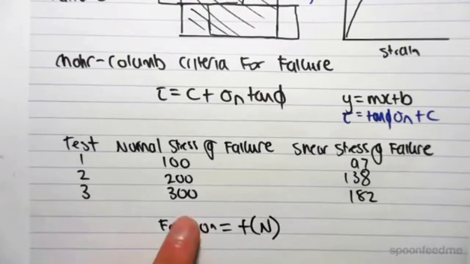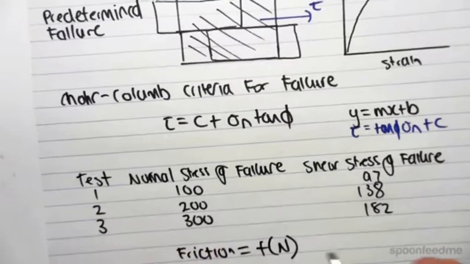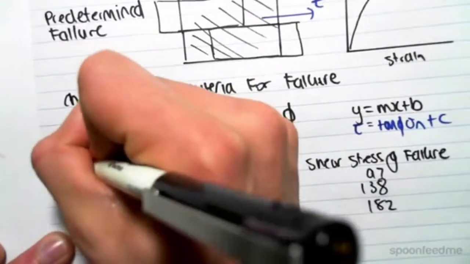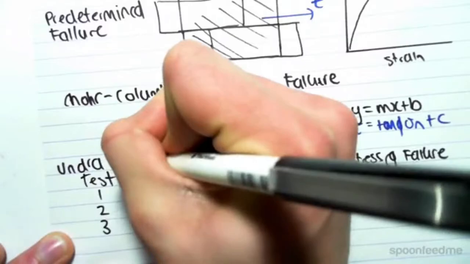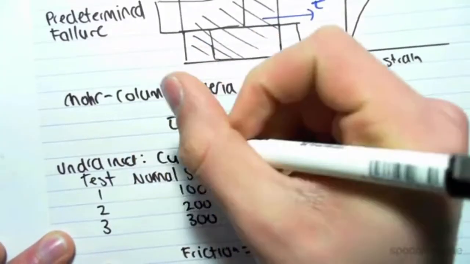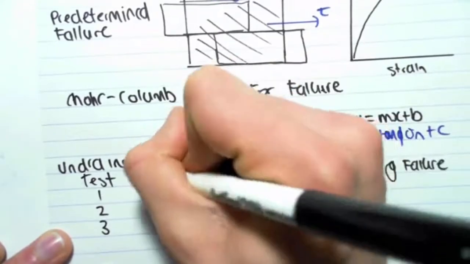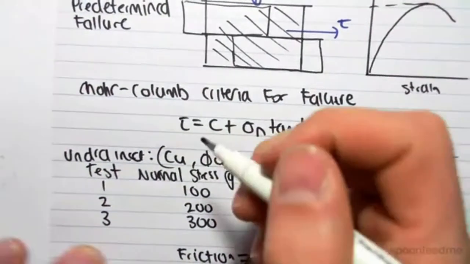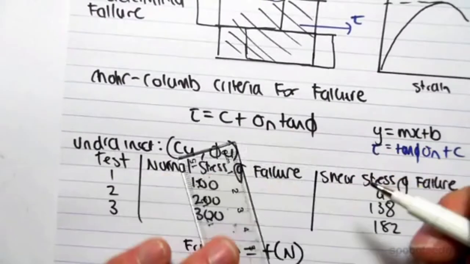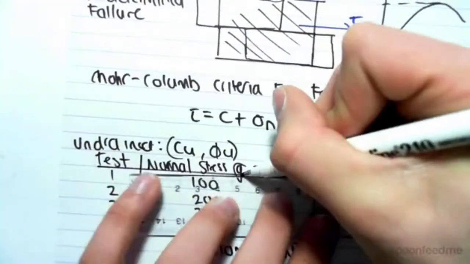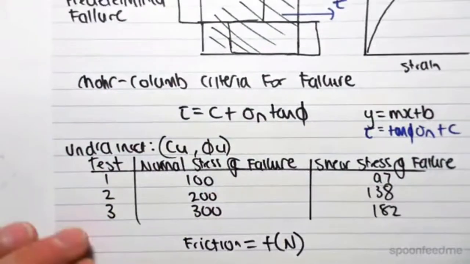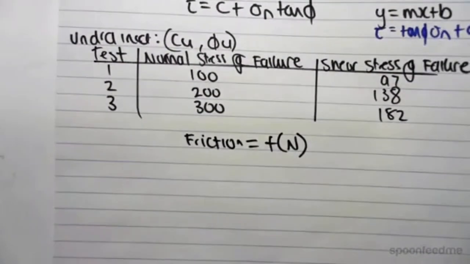So let's say we now want to find the values. Okay, so let's say that this test was an undrained test. So this was undrained, and we want to find the cohesion undrained and the angle of friction undrained. So those are the two values we want to find. So what we would do is we could solve this example two ways. The best way, in my personal opinion, would be to draw a graph to scale.